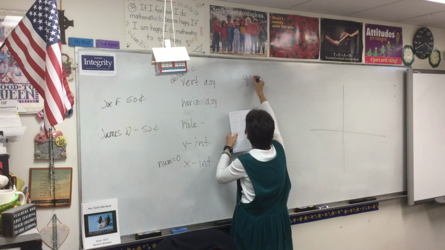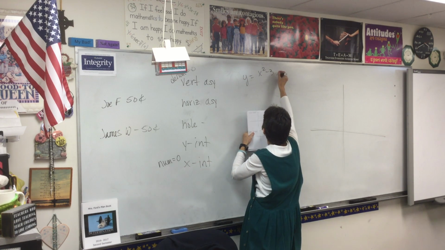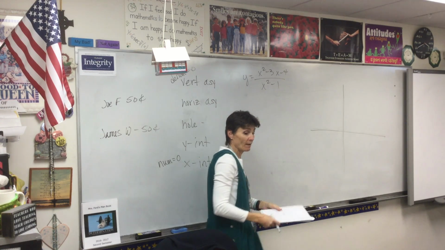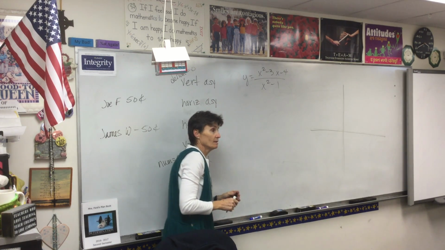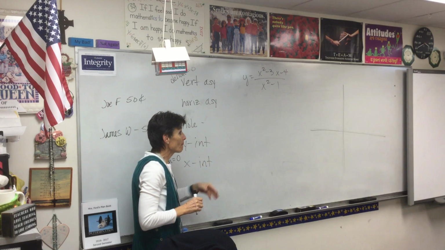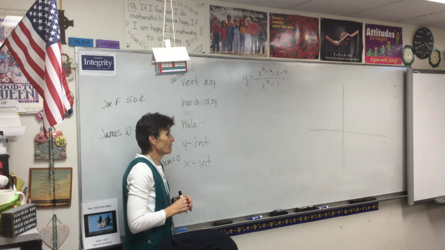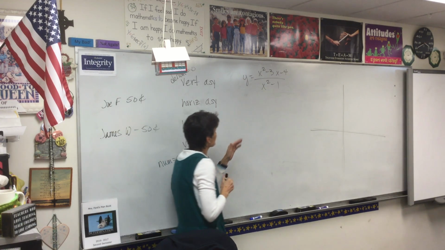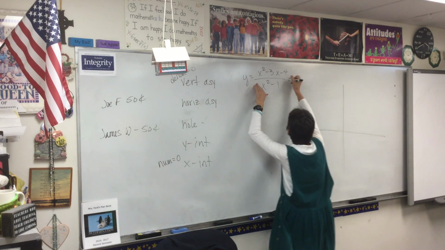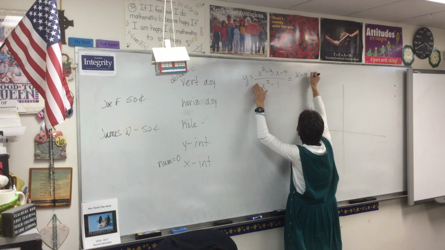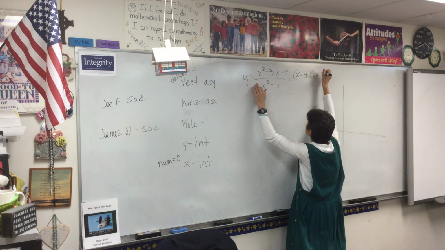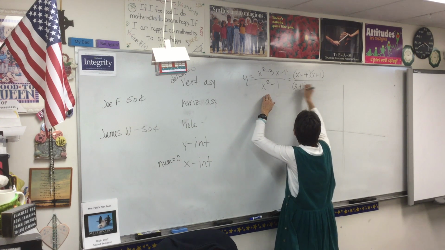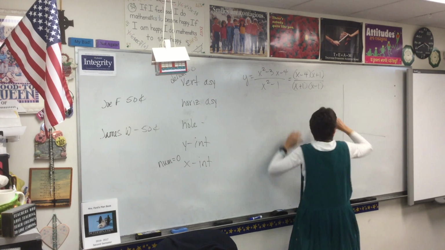All right, so here we go. X squared minus 3x minus 4 over x squared minus 1. Believe it or not, this one's going to be easy. It might have holes. I will not know that until I do what? Factor it. So how does the top factor? X minus 4 times x plus 1. And the bottom, x plus 1 times x minus 1. So a hole is out.